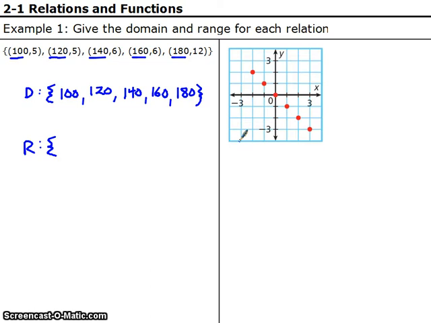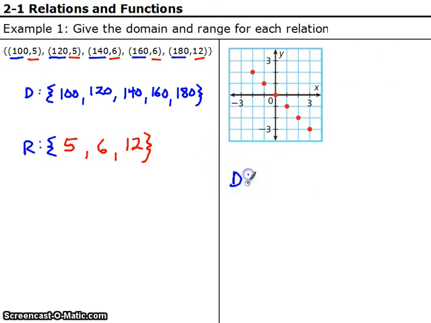When there's only 5 things like this, it's easiest to just write them all out. Now you'll notice with the range values, we've got a couple of repeaters. We've got 5 twice, we've got 6 twice, and we've got 12. When we list them all out, you don't have to list them twice. Just list each individual item once. So there's a 5 in the range, there's a 6 in the range, and there's a 12 in the range. And that would be it. All right, y'all try to list out the domain and range on the graph, and then unpause the video and see how you did.